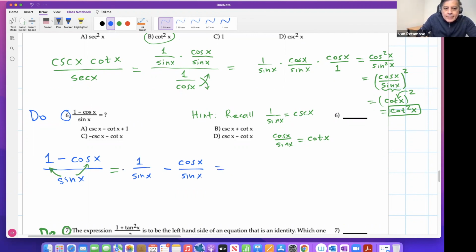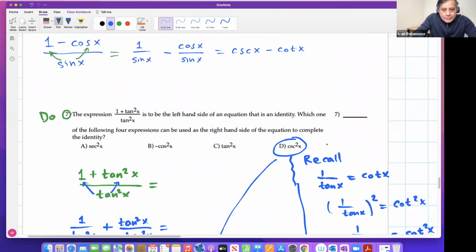Very good. Excellent. 1 over sine times 1, minus sine times cosine, is this, right? But this, 1 over sine, is cosecant. This is cotangent. Cosecant of x minus cotangent of x, this one, right? Notice, guys, the choices are very close to each other, so be careful when you pick your answer. Very good, excellent.